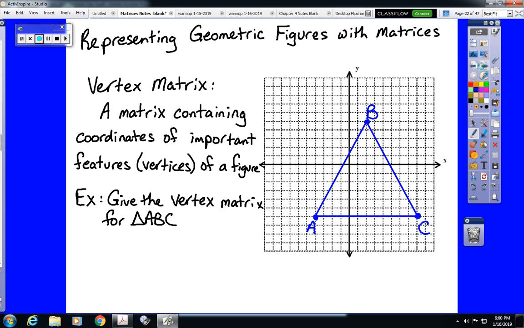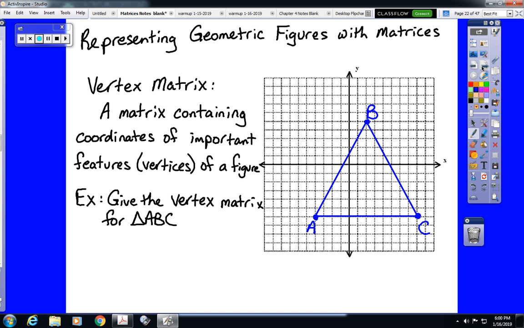So in order to do this, we first have to understand how to use a matrix to represent a shape. So here we have a triangle, ABC, and we're going to talk about how to turn that triangle into a matrix, how to turn that picture on the coordinate plane into a matrix that we can use to represent it. So what we do is we write what's called a vertex matrix. A vertex matrix is a matrix which contains the coordinates of important features, i.e. your vertices of a figure.